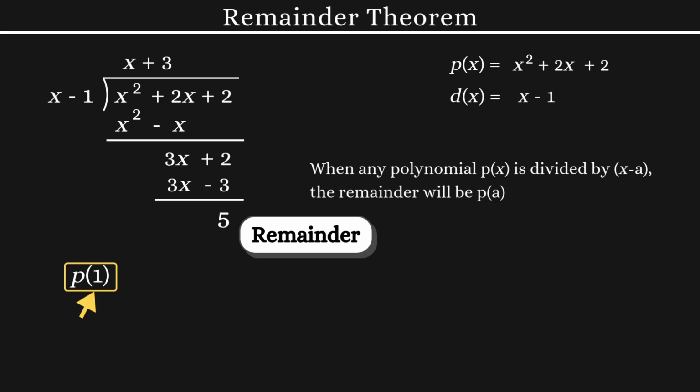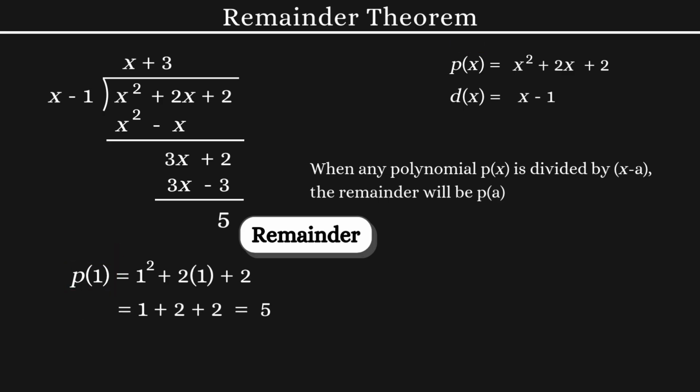To do that, we have to just substitute 1 in the place of x in our polynomial. So we have 1 square plus 2 into 1 plus 2. 1 plus 2 plus 2, which is 5. In a single step, we could find out the remainder. But don't you want to know why this is true?